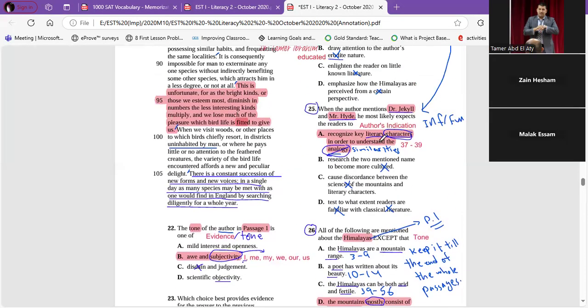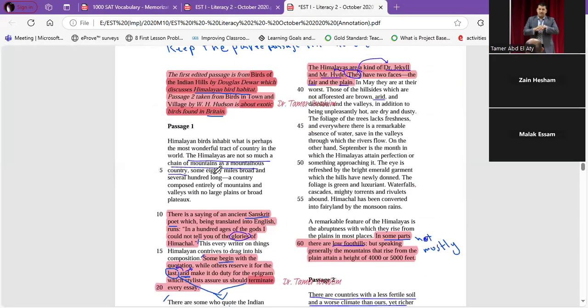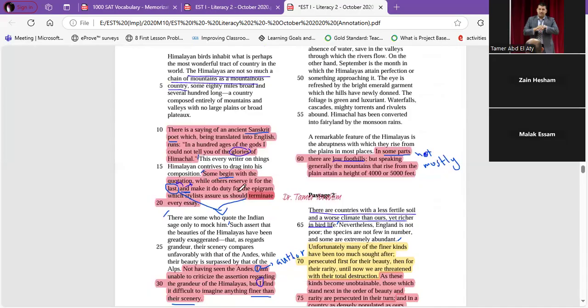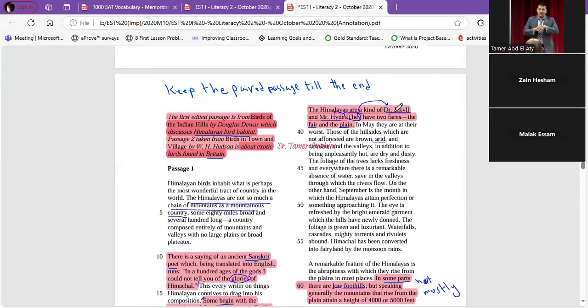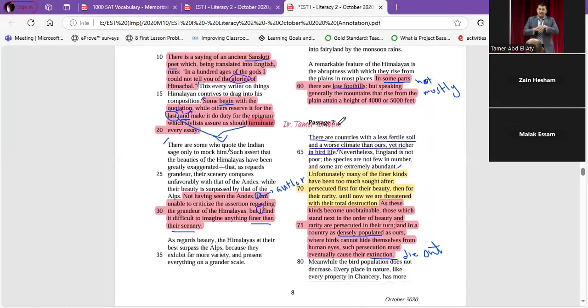Let's find this: Dr. Jekyll and Mr. Hyde. I'm going to scan quickly in both passages for Dr. Jekyll or Mr. Hyde. Okay. Dr. Jekyll, Mr. Hyde. So let's read it. He said the Himalaya are a kind of Dr. Jekyll and Mr. Hyde. No information. So take a sense after. They have two faces, the fair and the plain.